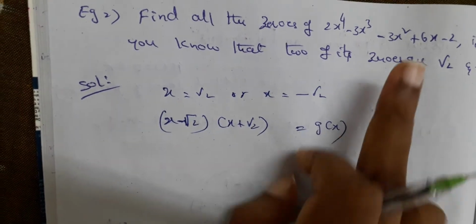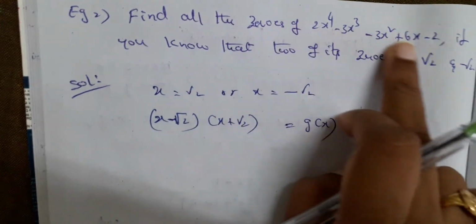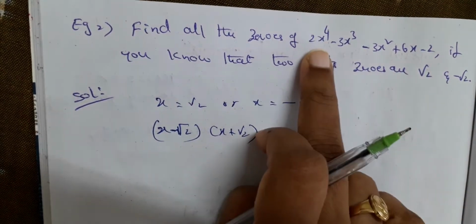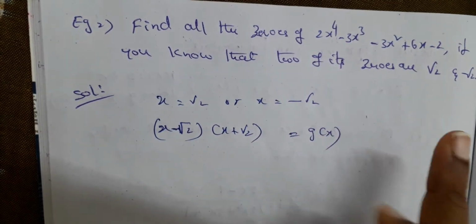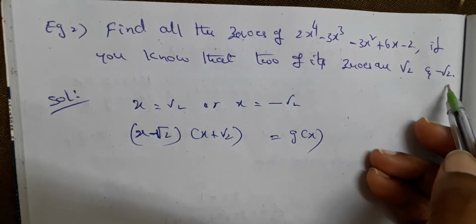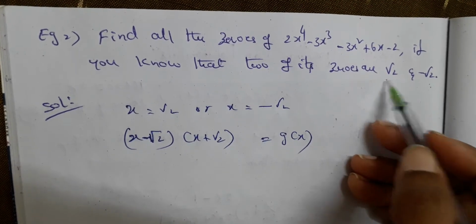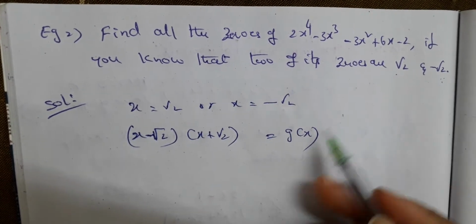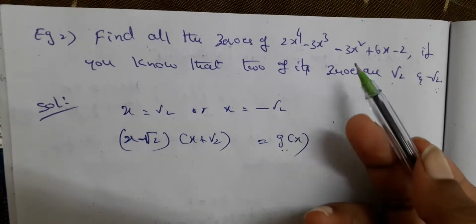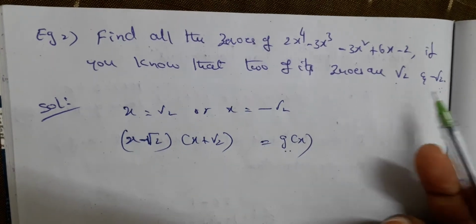So what is the problem here? The problem here is that he gave a polynomial and he gave two zeros. Already the degree is 4. When degree is 4, you should have 4 roots, is it not? That means 4 zeros. Now you have only 2 zeros here, and he gave 2 zeros as a hint to us to form g of x. So now we are ready with g of x. Now the next part of the problem is to find out the other 2 zeros of it.